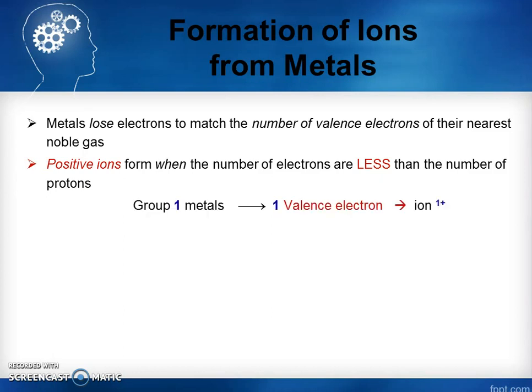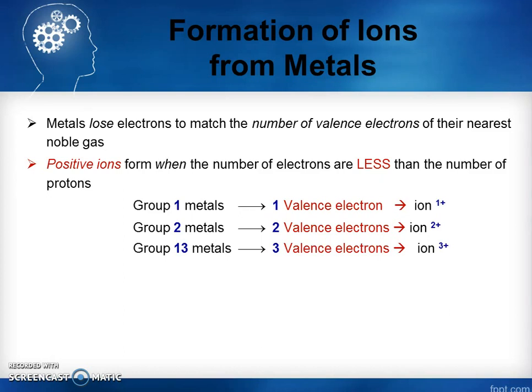Group 1 metals, so everyone in that first column, has 1 valence electron, and as we looked at before, it wants to lose it, so it has a charge of +1. Group 2, 2 valence electrons, wants to lose those 2, so therefore a charge of 2+. Group 13, 3 valence electrons. Again, when you lose 3 negative charges, you're going to be left with 3 more positive than negative.